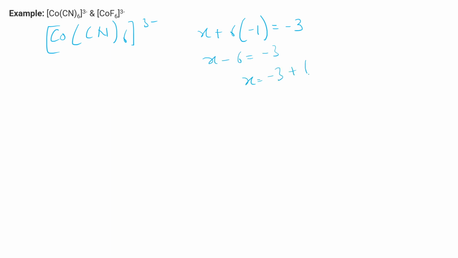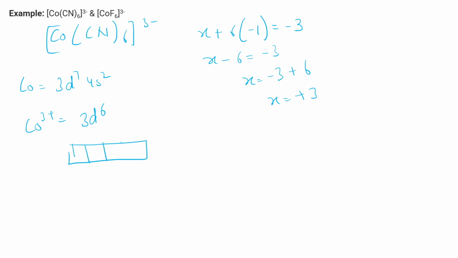So coming to one example, let's solve this question. Cobalt cyanide 6, 3 minus. Find out the oxidation state of cobalt. x plus 6 into cyanide, which has a charge of minus 1, total minus 3. x minus 6 is equal to minus 3, x is equal to minus 3 plus 6, x is equal to plus 3. Cobalt has an electronic configuration 3d7 4s2. So cobalt 3 plus will have 3d6. Now you have 6 electrons present in the d orbital.